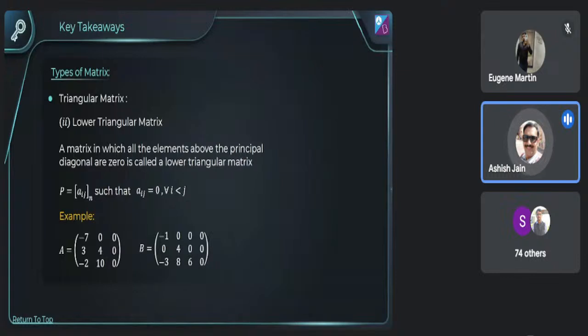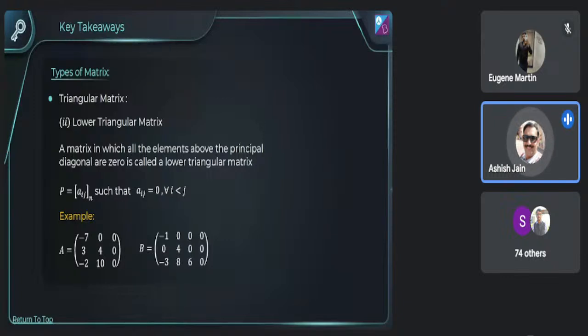So similarly, we have an upper triangular matrix in which the elements above the principal diagonal are 0, for which the value of i is less than the value of j. Look at matrix A: it is -7, 0, 0, 3, 5, 2, 10, 0. So I am getting a triangle of values on the lower side, and on the upper side we have 0, 0, 0. Such a matrix is called upper triangular matrix.